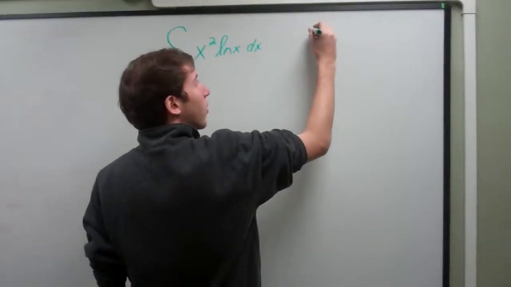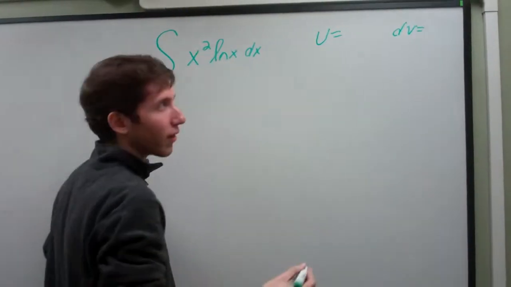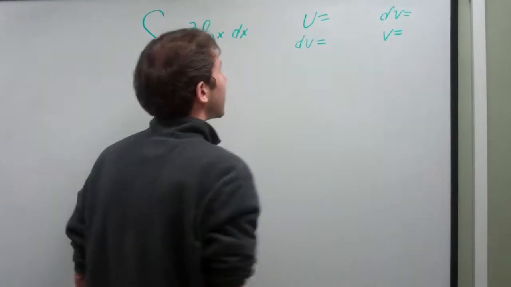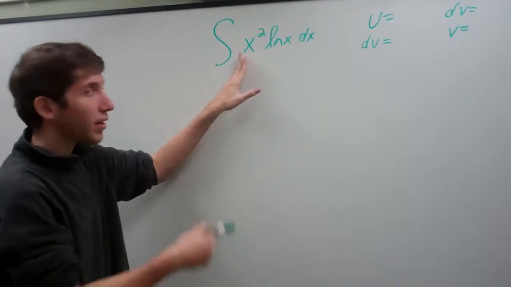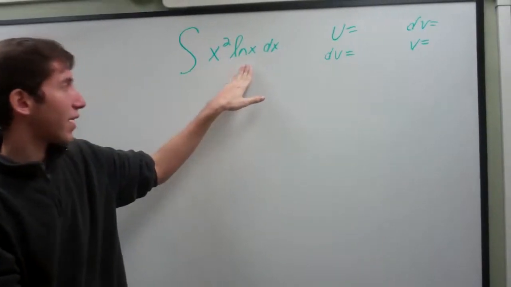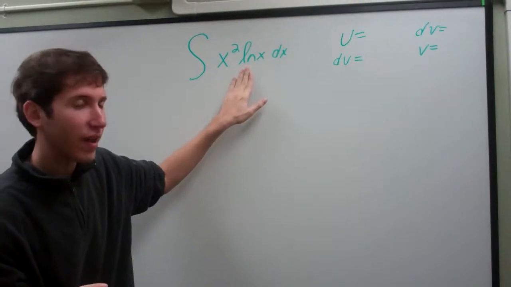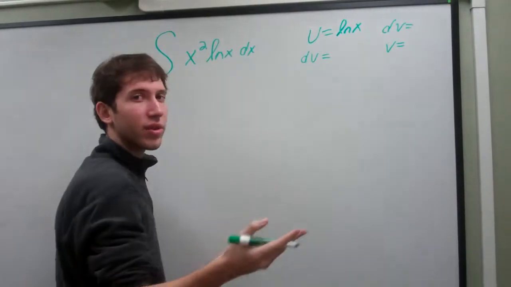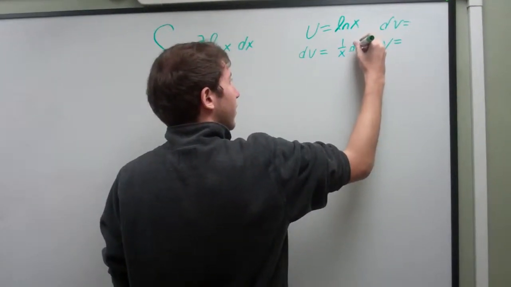So we're going to have to figure out what's our u value, what's our dv value, and subsequently we're going to have to figure out what's our du value and what's our v value. So let's take a look at what we got. X squared, we know the derivative of it, we know the integral of it, so let's leave that aside for now. Ln of x, we know the derivative of it, but we don't know the integral of it. So by default, our ln of x will take the role of the u. And we know that the derivative of ln of x, which is our du, is 1 over x dx.